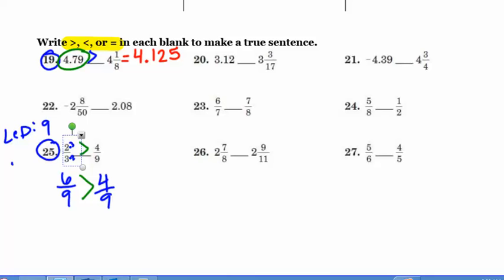Alright, for the rest of your homework, I do want you to fill in each blank to make a true sentence. So once again, you can print this out. If you want to complete it on OneNote, you can, but I will be checking it the next time we see each other in class.